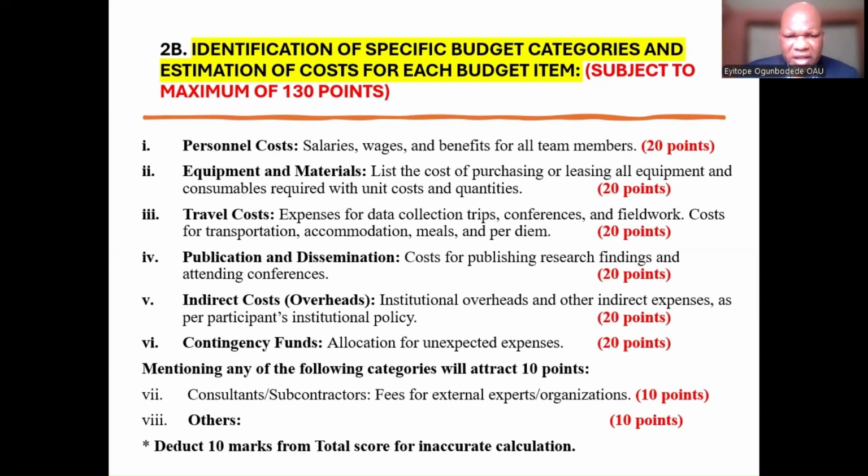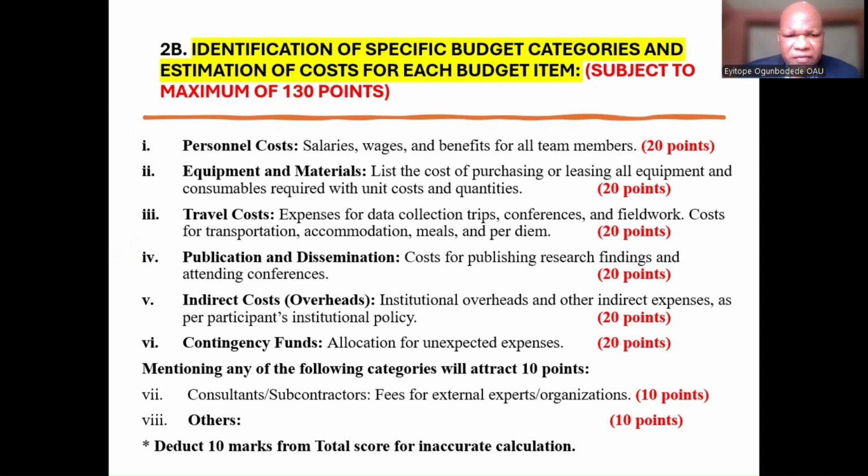Indirect costs or overheads will be 20 points. Contingency funds will be 20 points. And when you add this together, it will be 120 points. But when they now mention consultants or subcontractors, that will be an additional 10 points. And then if they now have a category for other items, or they list some other items, that will also be an additional 10 points. And the total will be 130 points.